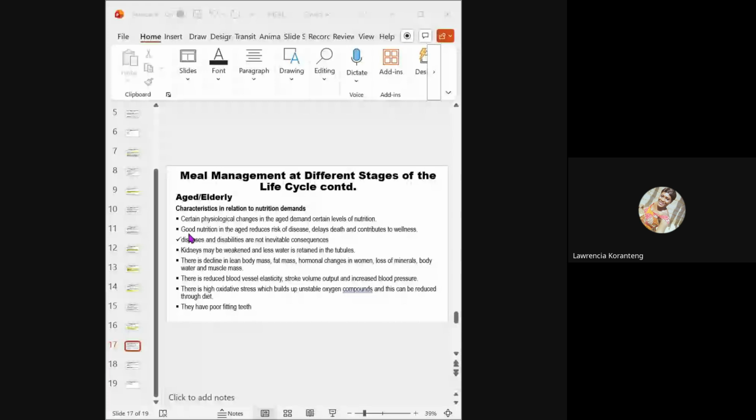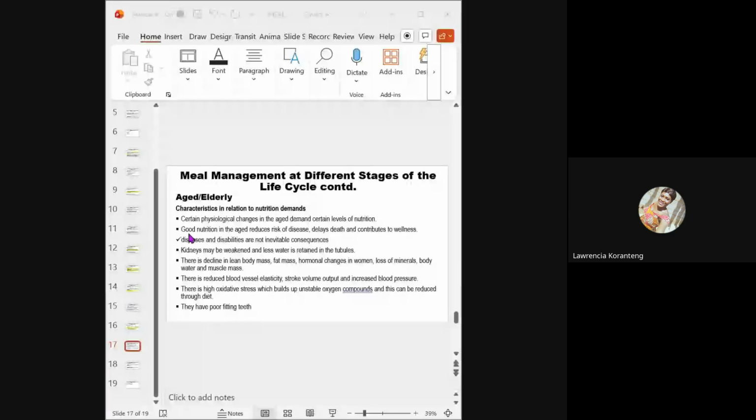There is high oxidative stress, which builds up unstable oxygen compounds, and this can be reduced through diet. So if you give them a lot of diet that contains antioxidants like the anthocyanins, the vitamin E's, the vitamin A's, you make sure that there are carotenoids in their diet, it helps them.